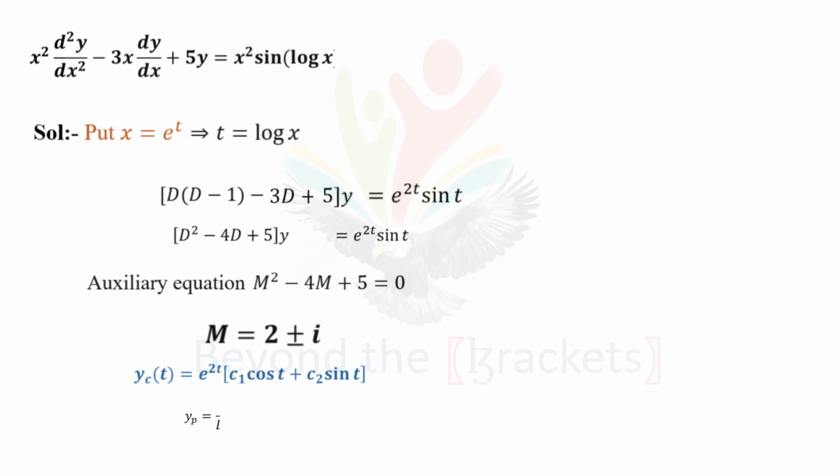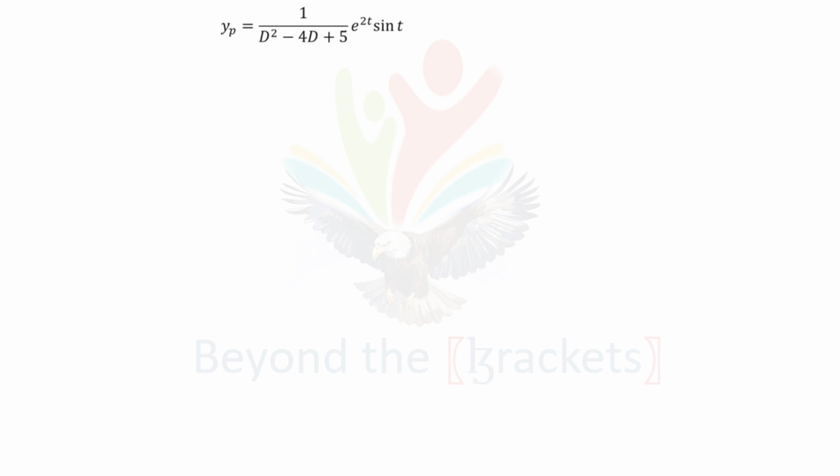To find the particular integral, take the reciprocal of the operator form multiplied by the RHS. Here the RHS has e power 2t, that is type 1, in combination with sin t, that is type 2. So together it forms type 4. For type 4, we first solve for e power 2t by replacing D with D plus a, where a is the coefficient of t, that is 2.